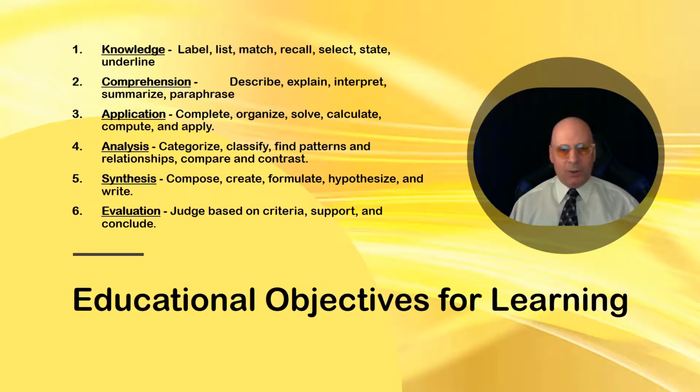Here are the educational objectives for learning. Number 1, knowledge. That involves being able to label, list, match, recall, select, state, and underline. Number 2 is comprehension. This involves being able to describe, explain, interpret, summarize, and paraphrase.